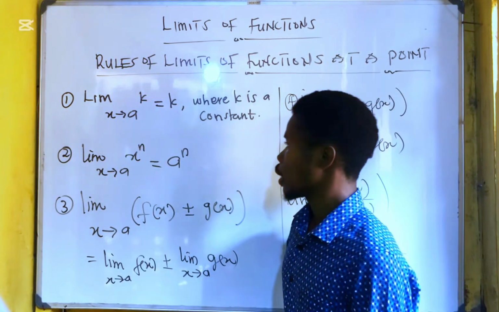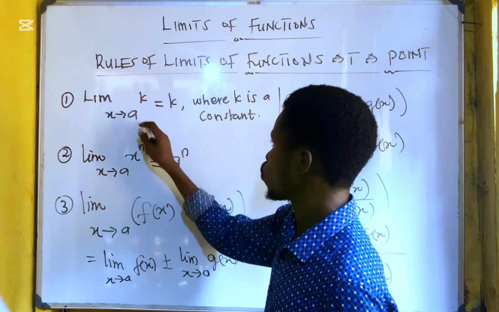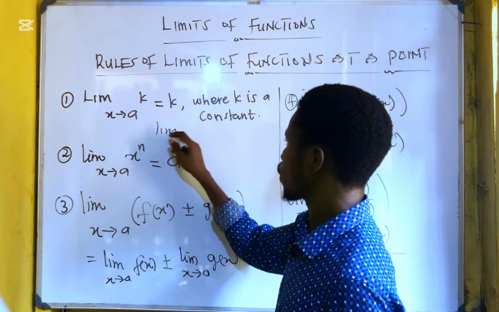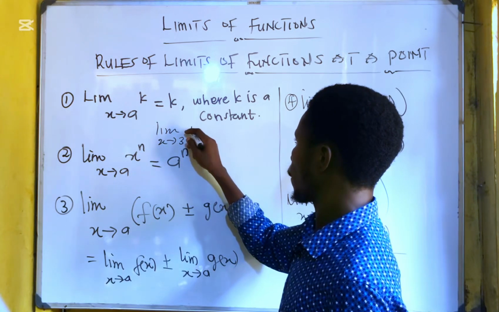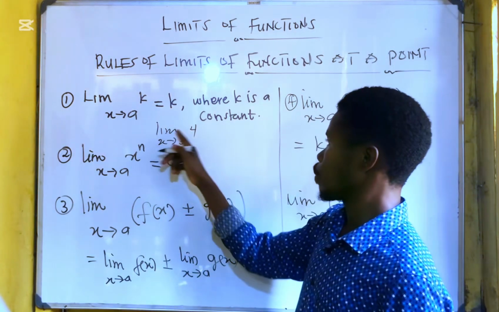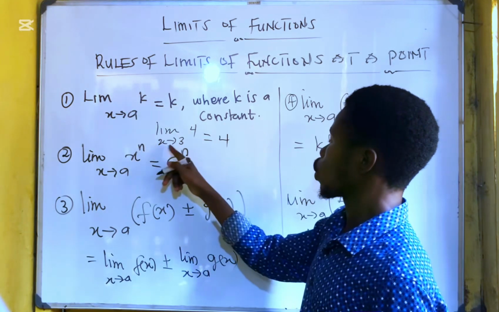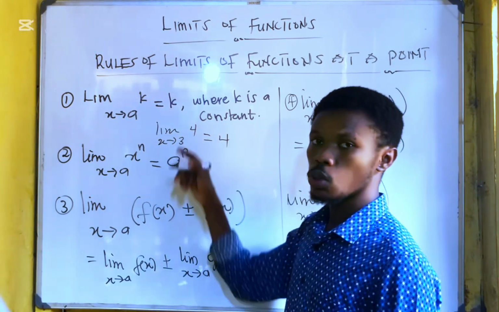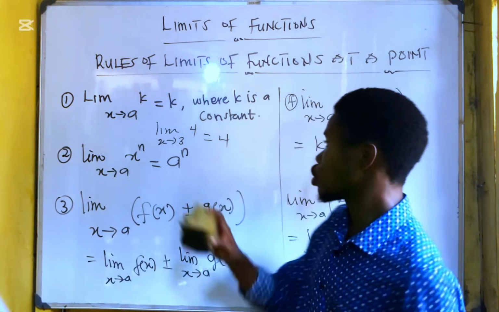So an example is like if I have the limit as x approaches 3 of 4. The limit of 4 as x approaches 3, the answer is still 4 because this 4 here is constant. So the limit of a constant is the constant. Is that okay? So you should take note of that.